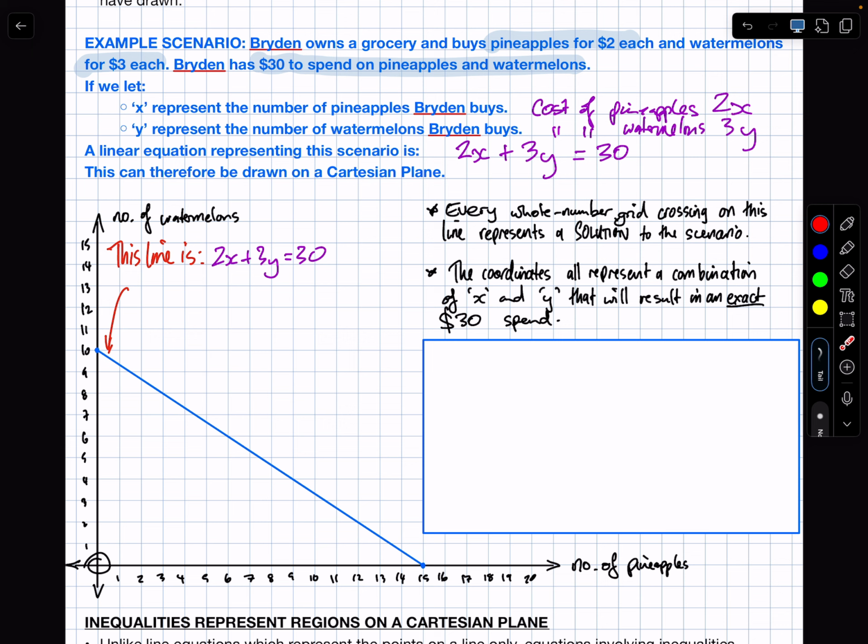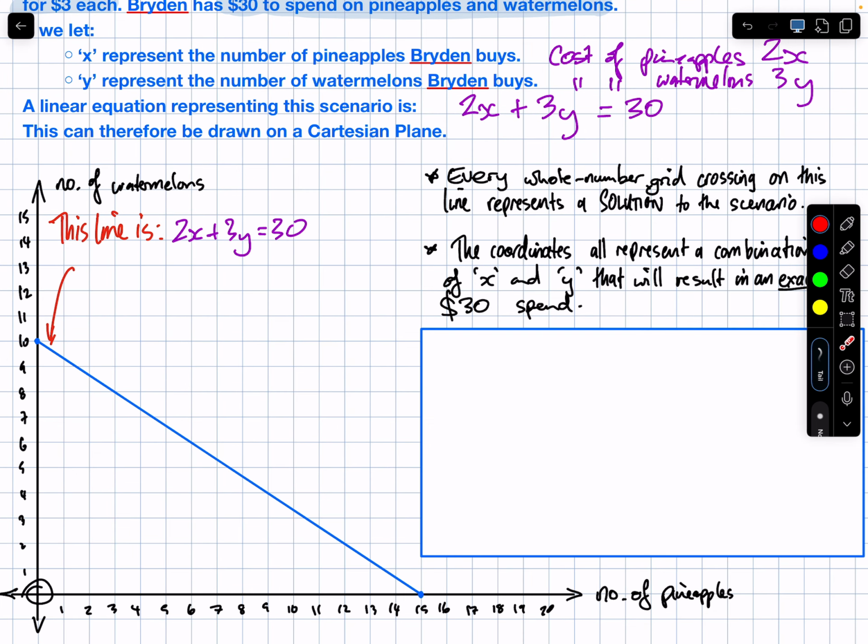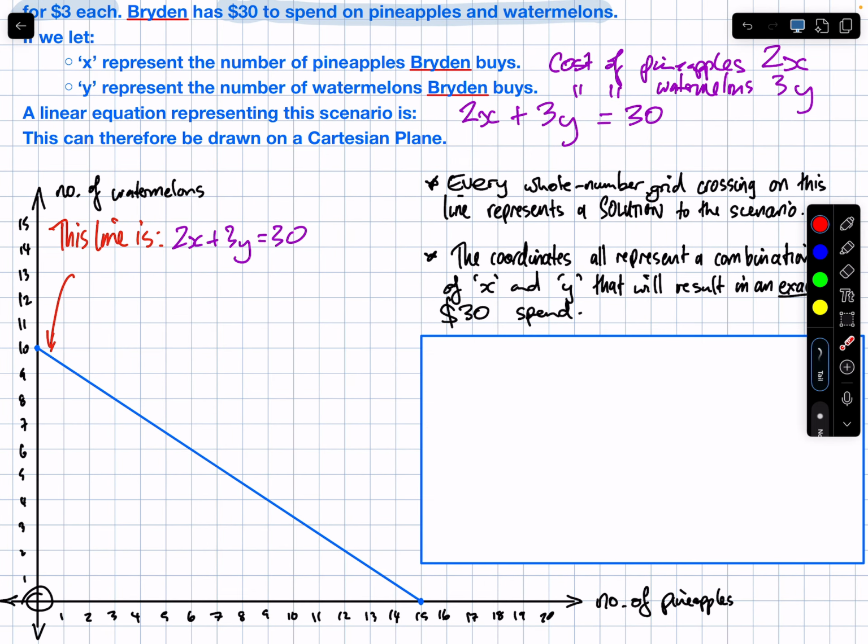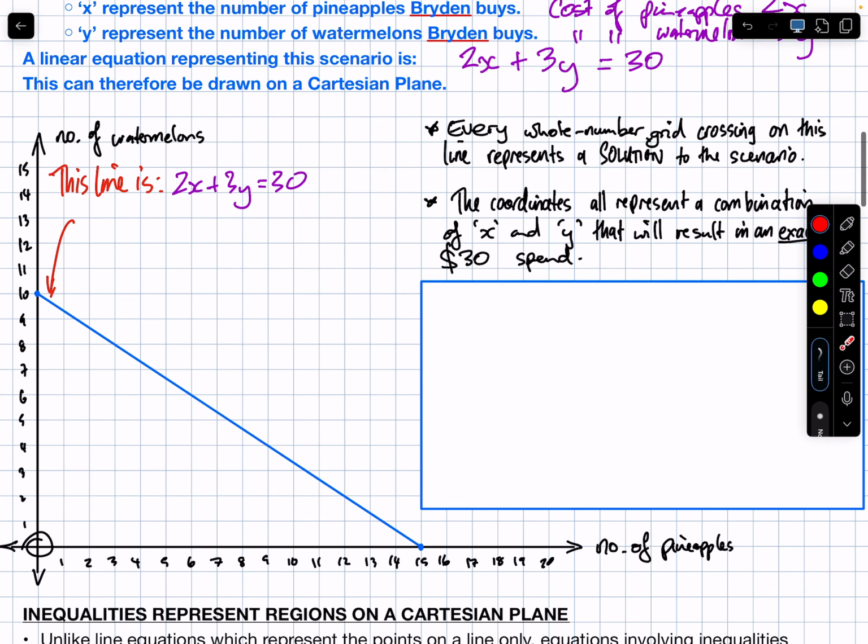All right, let's try to make this click. Right now, you've just got equations, but this is a picture of that equation. It's a picture of the scenario, because every whole number grid crossing on this line is a solution to the scenario. So here, what's this point? What are the coordinates of that point there? X is what? X is 0 here. X is 0 and Y is 10.